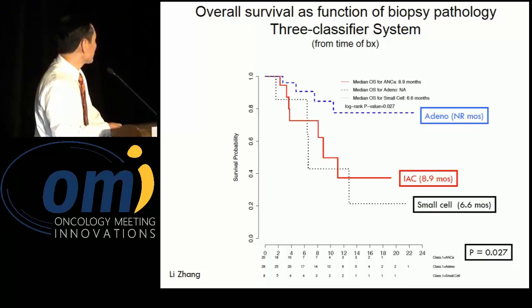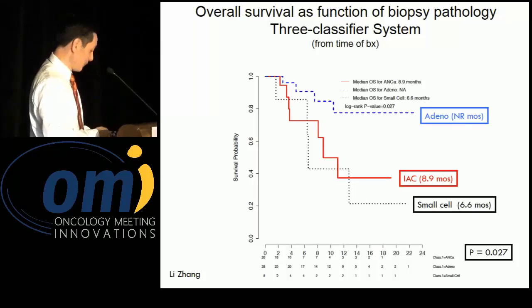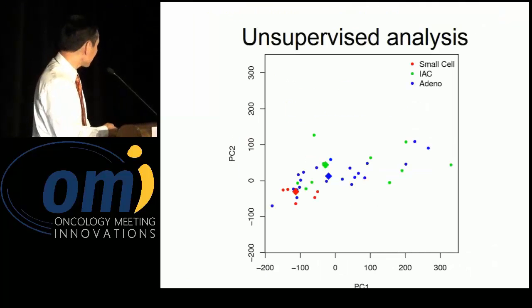If my diagnosis was small cell carcinoma, the median survival is only 6.6 months. If my diagnosis is this IAC, the prognosis tracks small cell carcinoma very, very closely. So it is very important to recognize that even though they are not morphologically small cell neuroendocrine carcinoma, their prognosis is similar to small cell carcinoma.